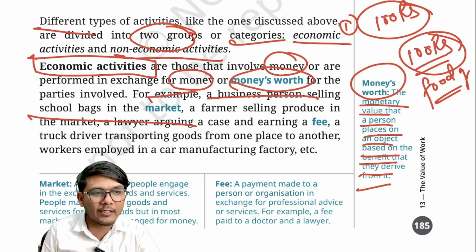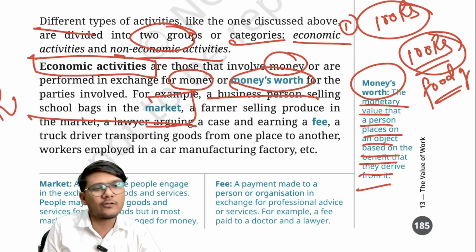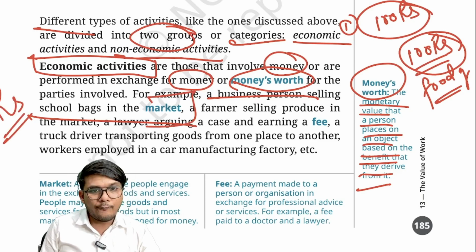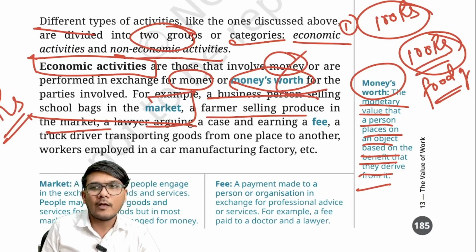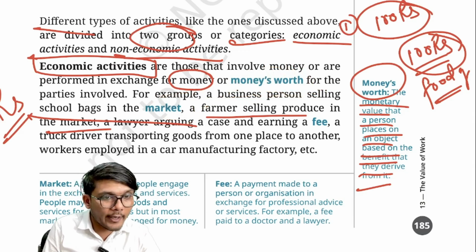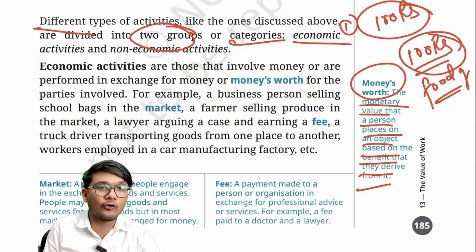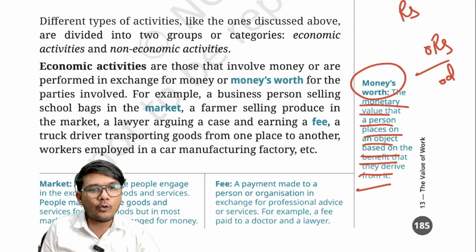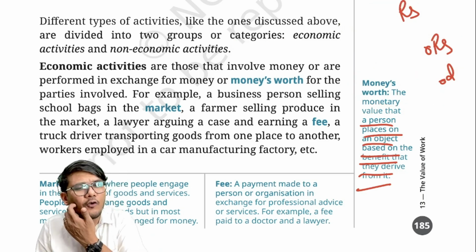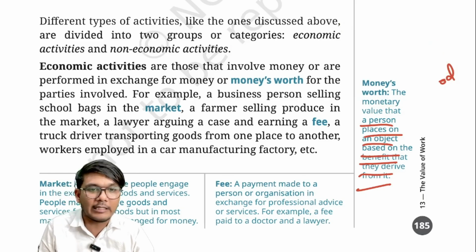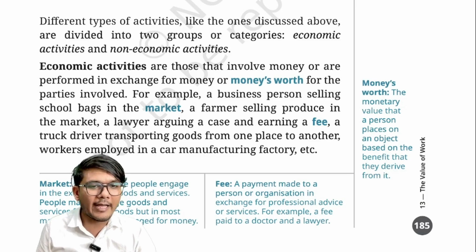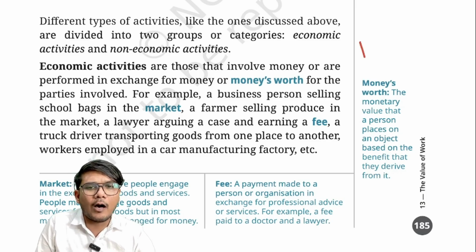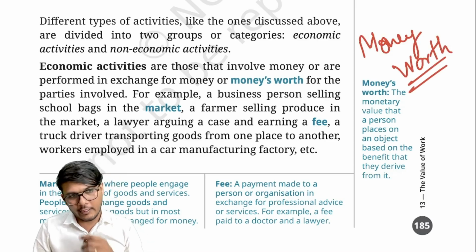Examples they have given: a business person selling school bags in the market. That is an economic activity because they are charging certain rupees for the school bags. The farmer selling the produce in the market. That is also an economic activity, right? At the same time, the lawyer arguing a case. That is also an economic activity. Then instead of lawyer you can have a teacher teaching over here. That is also an economic activity, right? So all these things are economic activity because some amount of money or money's worth is charged for doing that.